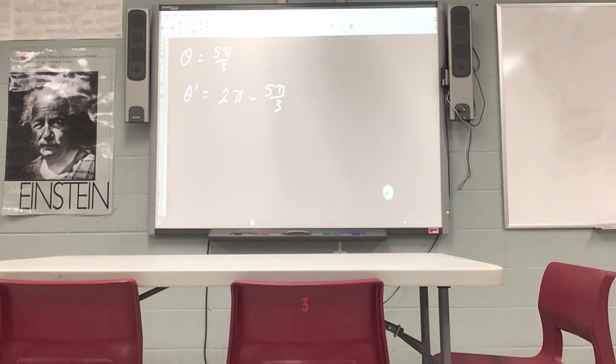2 is the same, I could rewrite 2 as 4 over 2, right? That wouldn't do me any good here because I need a denominator of 3. So I could rewrite 2 as 6 over 3, right? So I'm looking at 6 pi over 3, that's the same as 2 pi, minus 5 pi over 3. So 6 minus 5 means that theta prime is 1 pi over 3. And that was all you were asked for, the reference angle, so you just found the reference angle.